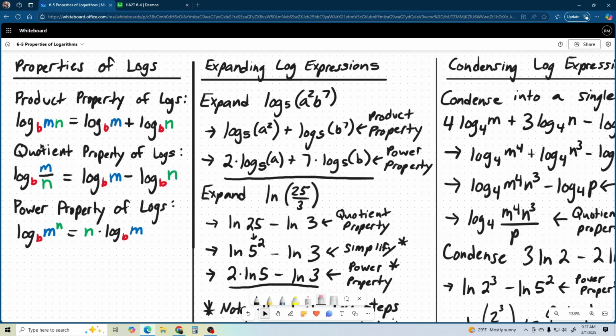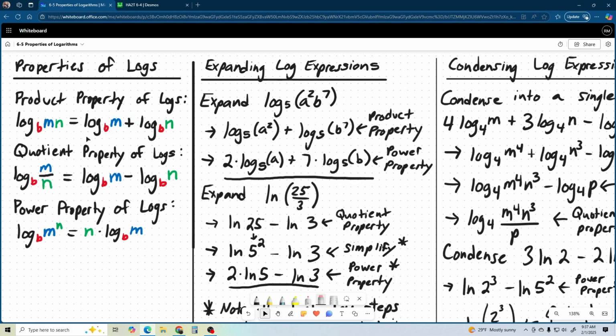And remember, these two things are very similar. The quotient and product properties are both very similar. Remember that when we go from multiplying to adding, we can also go from adding to multiplying. So we can expand it by going from left to right, or we can condense it by going from right to left. And that applies to both of these properties.